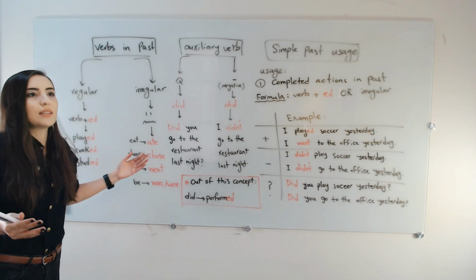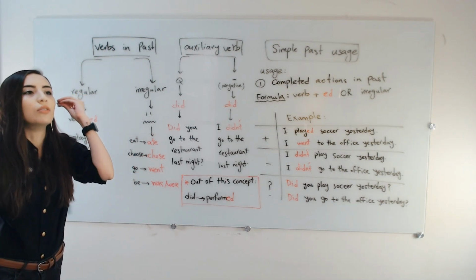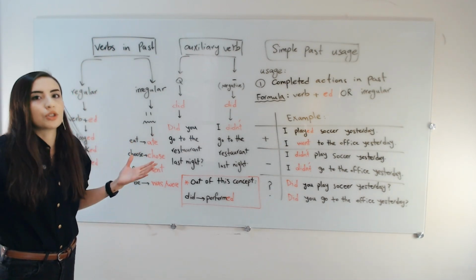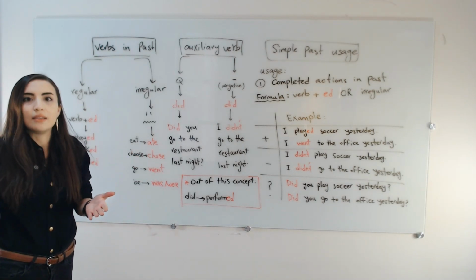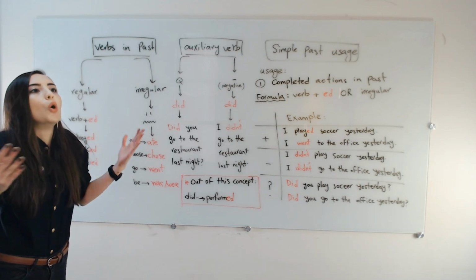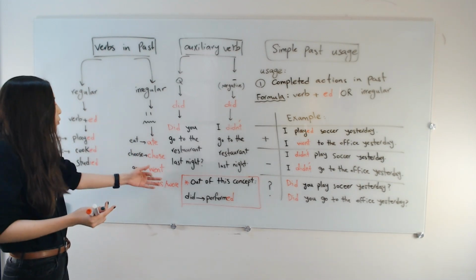Go. I bet this is a kind of verb that you have faced 100 times. Go is a typical verb that we use every day. The past form is went. We do not say goed. We don't have goed. We say went.